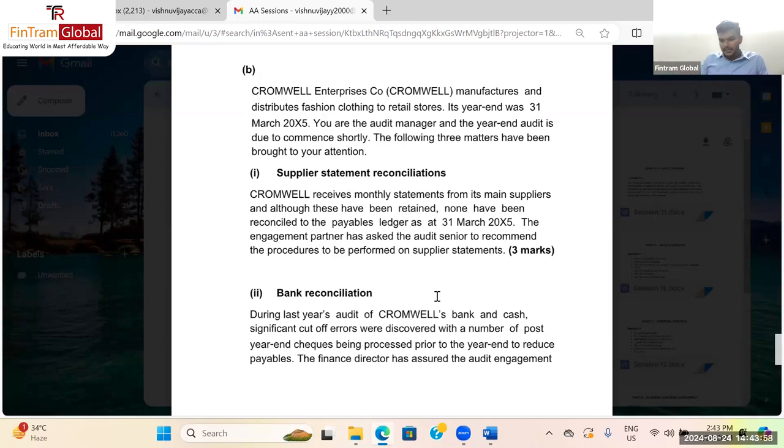Take some time, I would say 5 minutes, and then write down 3 procedures, okay? Remember, guys, when writing the procedures, 3 things need to be there: the action verb, the source document, as well as the objective, as in why you're writing that.